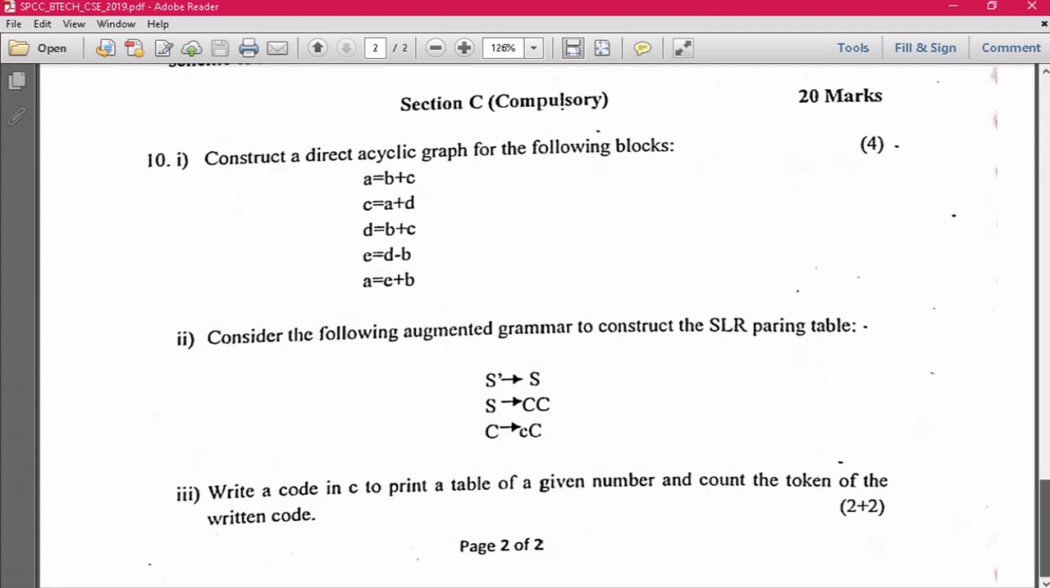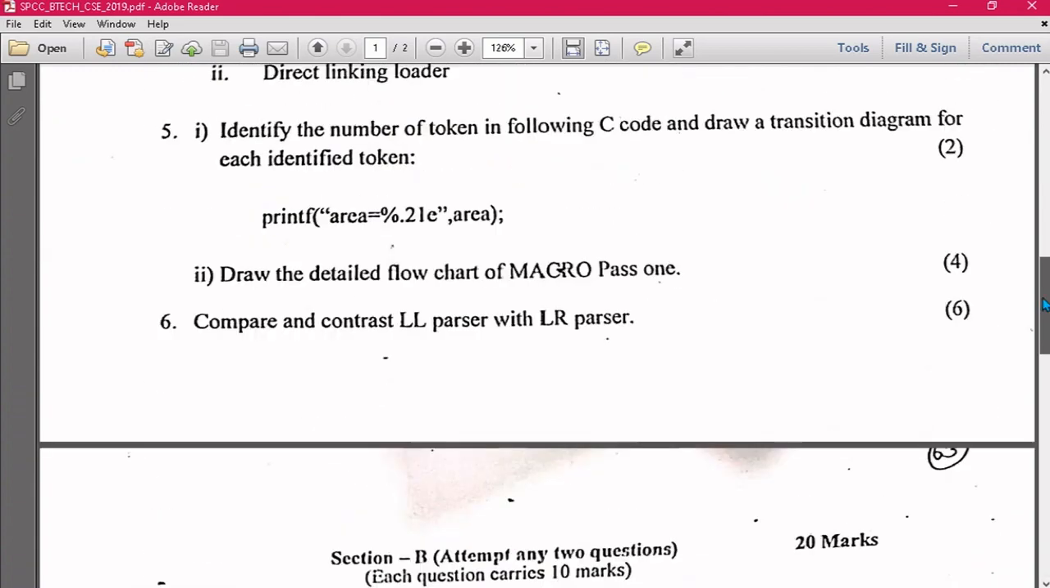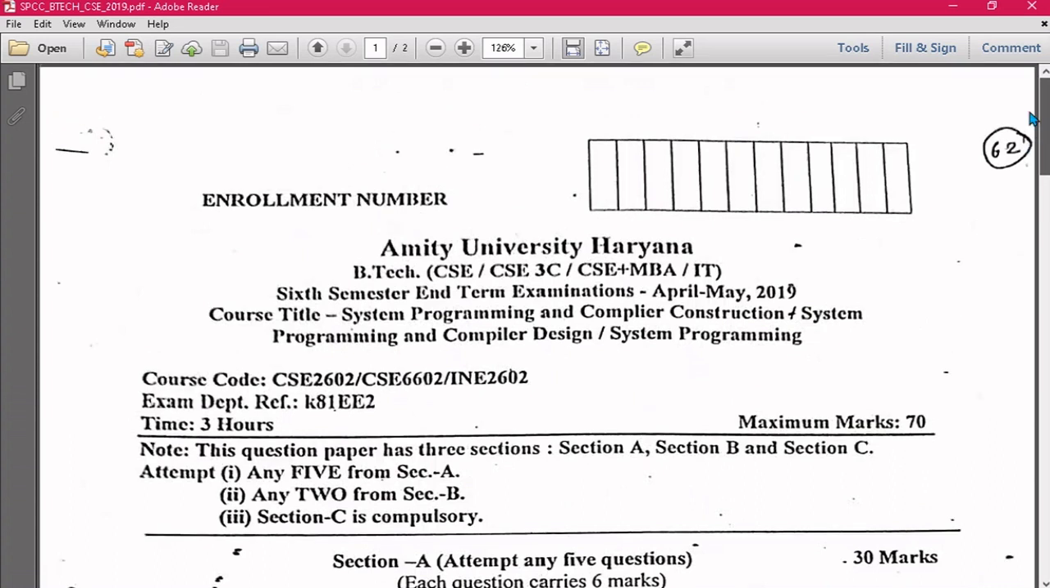So that's all about this paper. As you can say, it is a mix of theory and numericals, so you need to focus on both, because the last offline exam was in 2019 only. So keeping these points in mind, attempt the paper very well. Thank you so much.